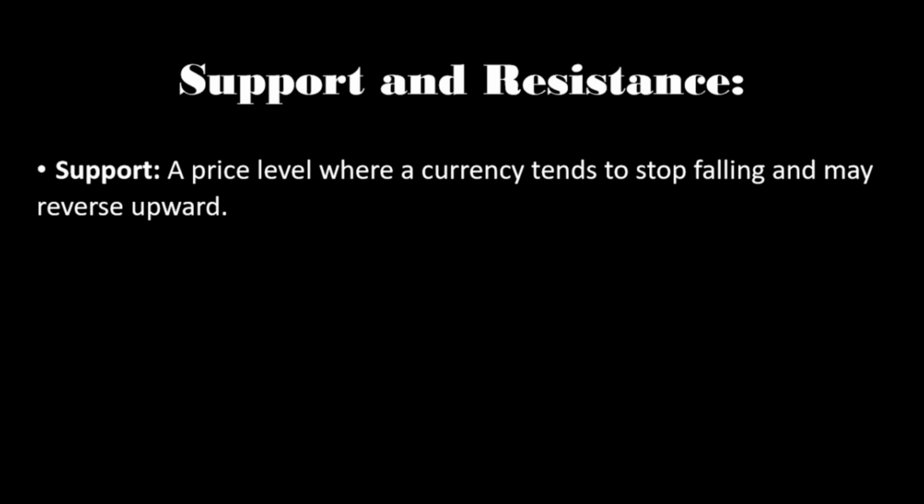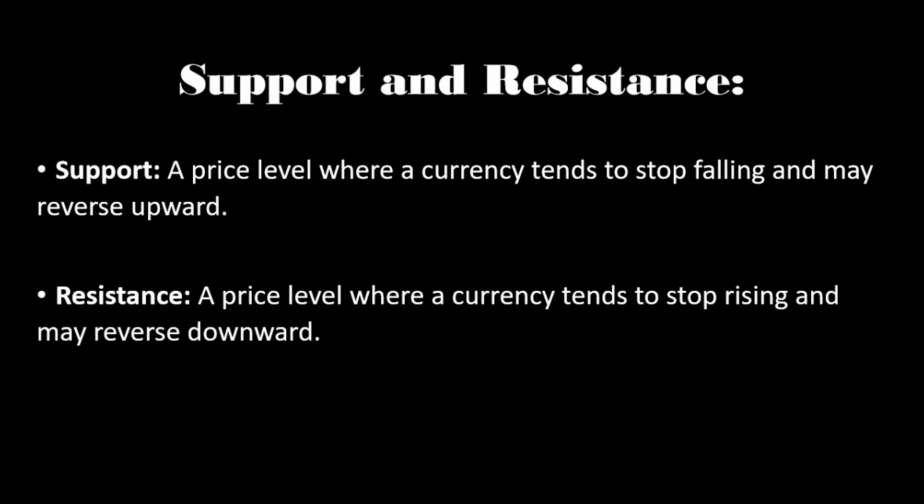Support and resistance. Support is a price level in a downward movement that currency price tends not to cross or go beyond. So in that case, buyers come to the market at a support level. Resistance, also: when the market is moving higher, it is a level where the price tends to stop rising and may cause a reversal downward. So these are the key components of technical analysis.